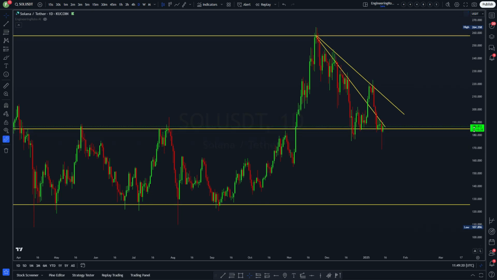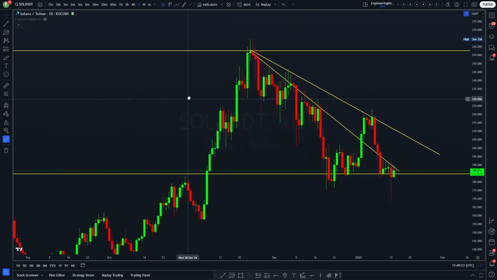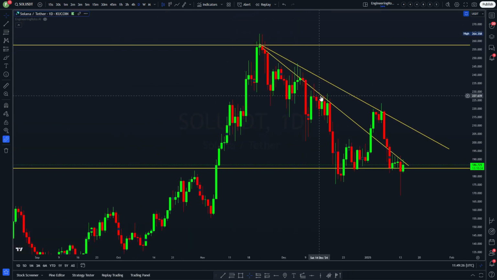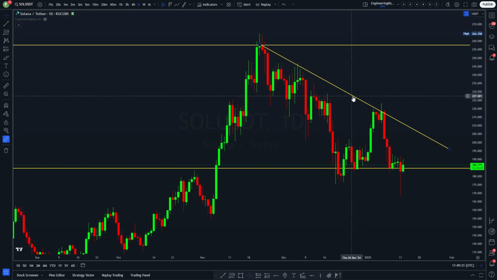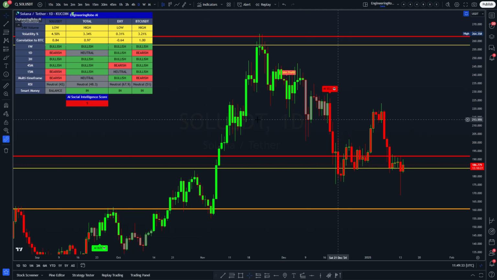So now let's switch on to EngineeringRobo AI to get a bit more AI assistance to guide us as to what we should be doing right now. Let's start with the social intelligence score. This is curated to pick up social sentiment across the internet. Red 5, you cannot really get more negative than this. It's bearish on the daily time frame, and even on the smaller time frames, on the 15-minute, it's bearish. Generally, from a multi-time frame perspective, it's bearish overall.